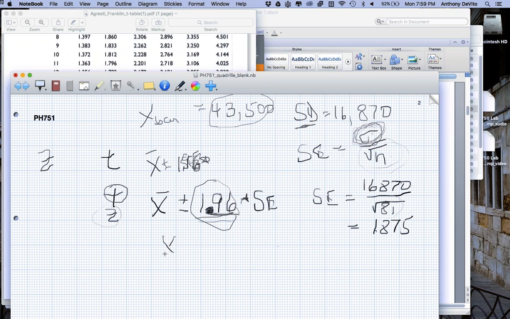So it's x bar, right, plus or minus 1.96 times 1875.